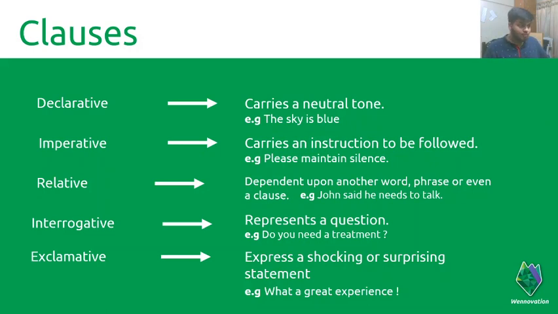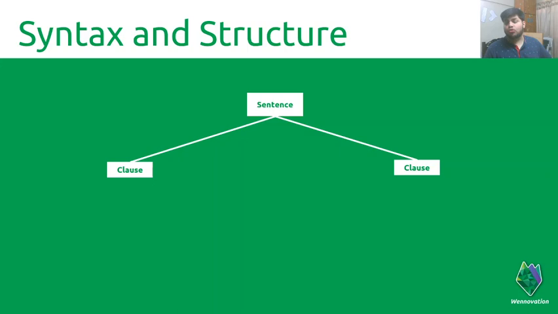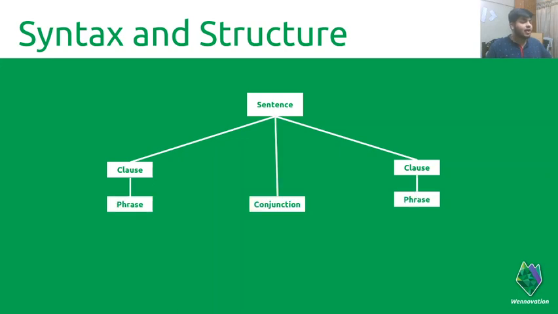And then, okay, so now you know what words, phrases, and clauses are, but how do we put them together? And this is exactly where syntax comes in. So how do we put these parts of speech together to form a sentence? Consider a sentence. A sentence is made up of two or more clauses, or it could contain just one clause. A sentence could have one or more clauses, and each and every single clause could have one or more phrases, and then these phrases are combined together with the help of a conjunction, such as and, or, but, etc.